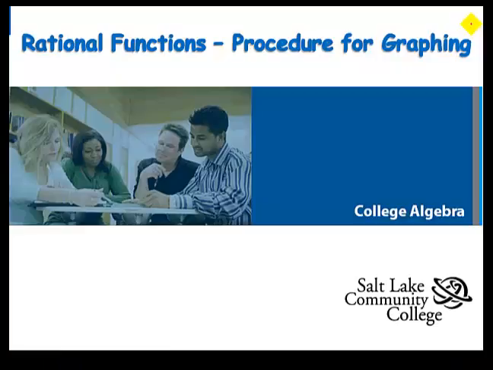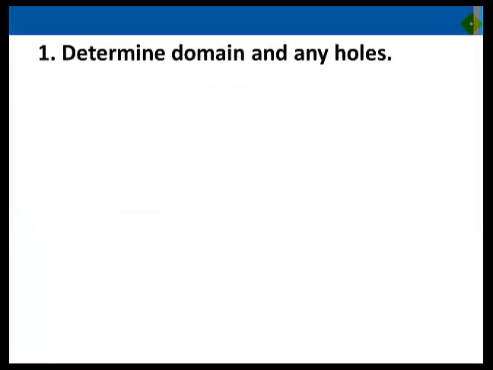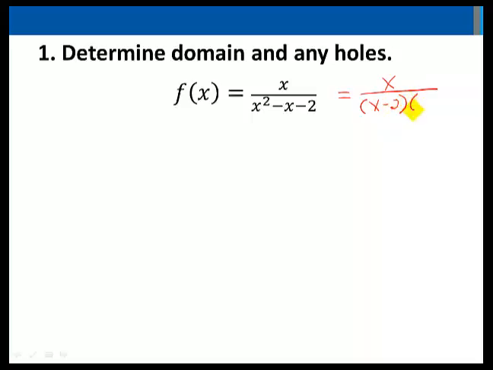In this lesson, we will work through a procedure for graphing rational functions. First of all, let's determine the domain and any holes of the function f of x equals x over x squared minus x minus 2. I'll start by factoring. So I will have x over x minus 2 times x plus 1.